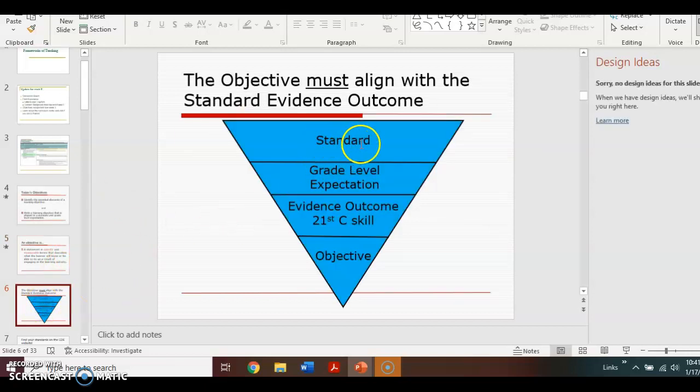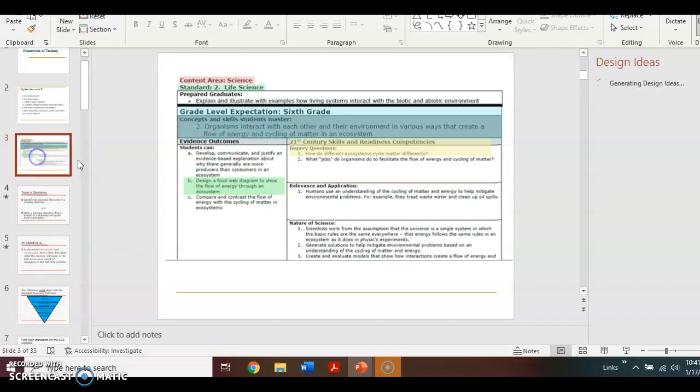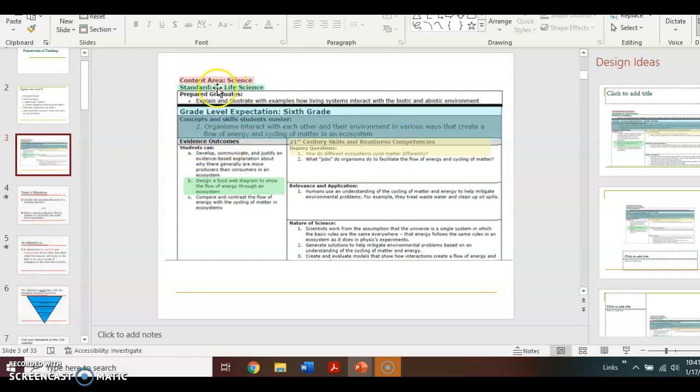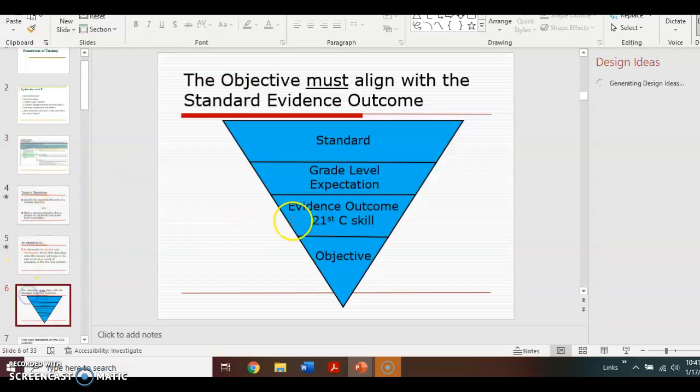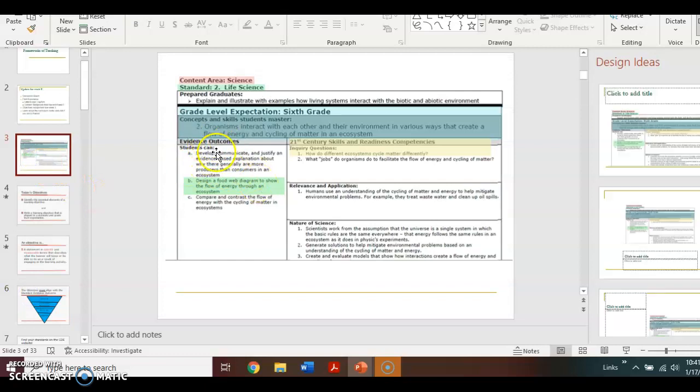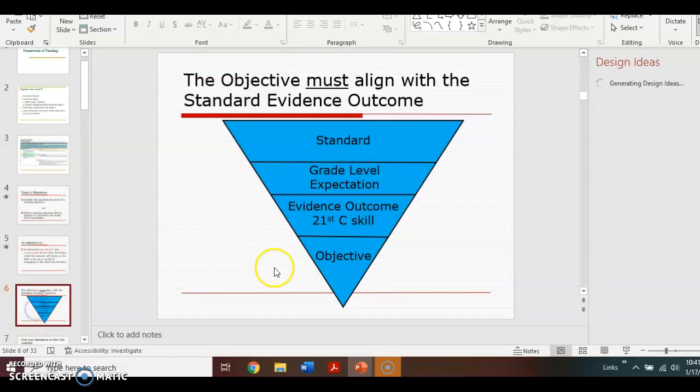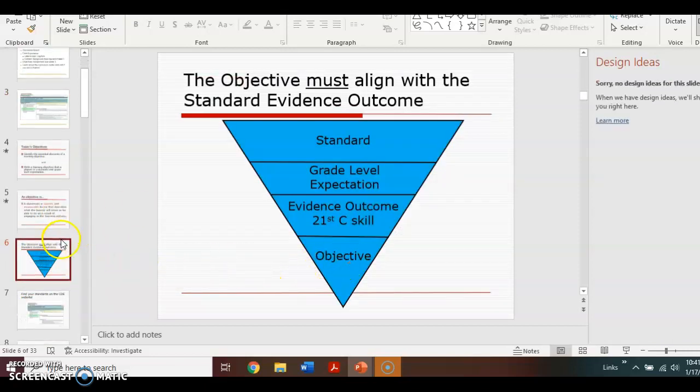So you take the standard. What is the grade level expectation? Remember, all of that is over here. Here's your standard, life science. Grade level expectation is 6th grade. And then you go back, what is the evidence outcome that you're going to be teaching? Remember, evidence outcomes, there might be more than one. Here's A, B, and C. For this specific standard, the teacher would be teaching just B only on this one day, on this one lesson plan, and then you write your objective. And that's what we're doing.